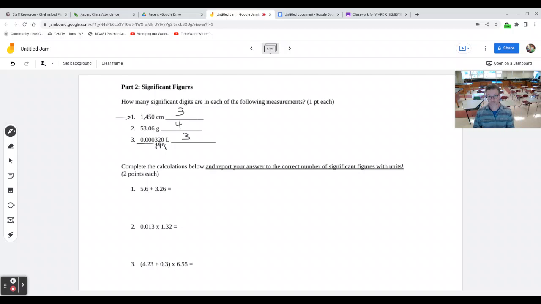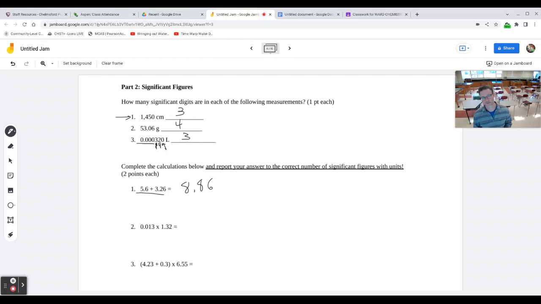So we need to know the rules for rounding, and remember that they are different depending on whether you're adding, subtracting, multiplying, dividing. So if I were to add these first two numbers together, 5.6 plus 3.26, that would be 8.86. That's the actual full answer. The rules for adding and subtracting say that your answer cannot have a more specific decimal than the numbers that you started with.